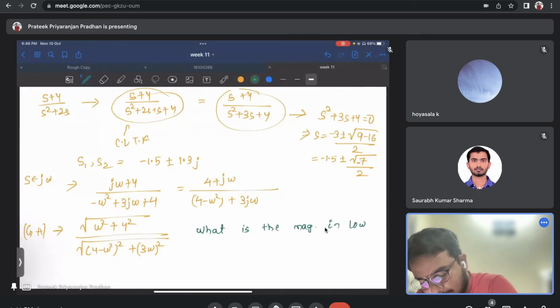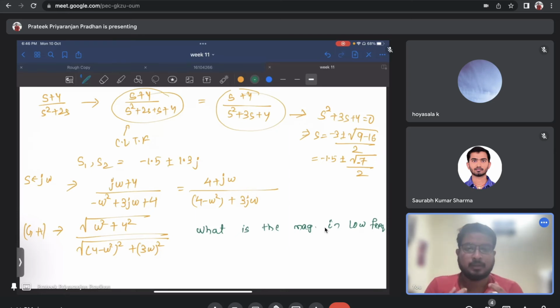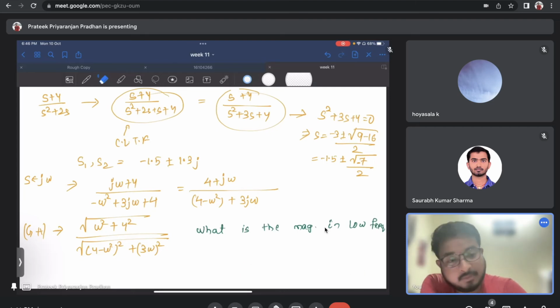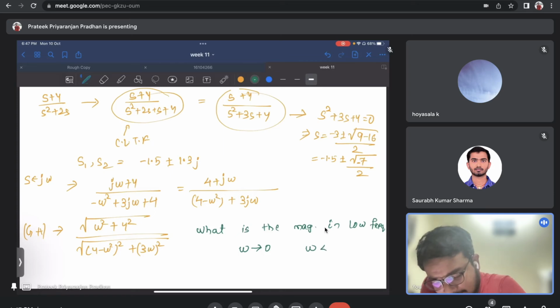in low frequency? I don't know whether you have attended the previous classes where I had discussed the frequency domain analysis. In frequency domain analysis, we generally consider two ranges: low frequency and high frequency. When we talk about low frequency, we mean really low frequency, like 0.001, 0.0001 omega. And when we talk about high frequency, it means really high. Like, recently in India, 5G has been launched. 5G means a 5 gigahertz band, which is on the order of 10 to the power 9. So it's really high frequency. When it's called low frequency, you can assume omega tends to 0, or omega is very much less than 1.